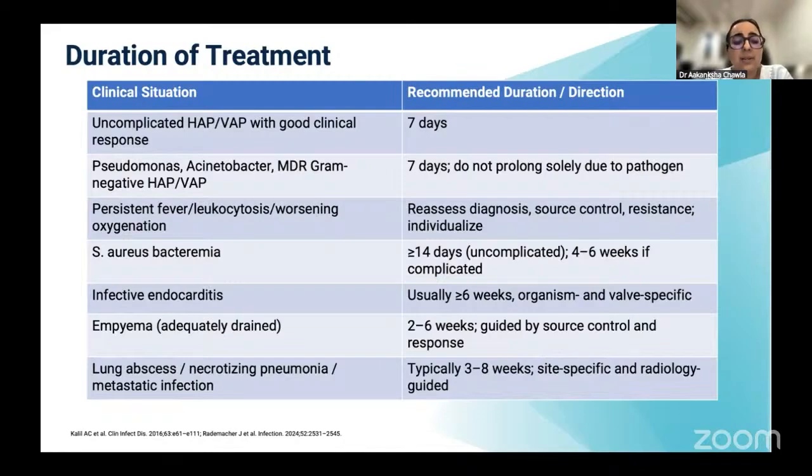Staph aureus bacteremia, at least 14 days minimum for uncomplicated infections and 4 to 6 weeks if complicated. Infective endocarditis, usually 6 weeks or more, but this again becomes organism and valve specific. Empyema, remember source control. You need to drain that empyema and 2 to 6 weeks, again guided by source control and response. For patients with metastatic infection, necrotizing pneumonia, lung abscess, typically 3 to 8 weeks. And of course, it is site specific and radiology guided.